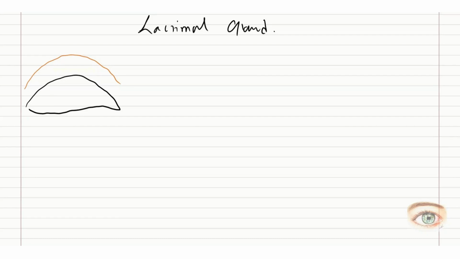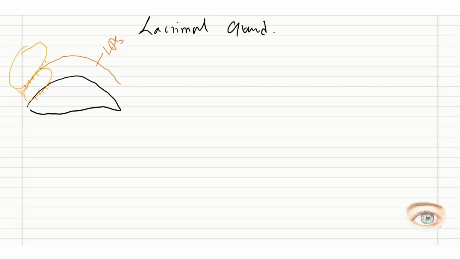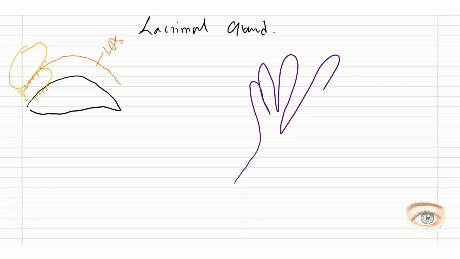Now, the lacrimal gland is present on the lateral side of the orbit in the lacrimal fossa, and it is divided into two parts due to the LPS muscle. So it is divided into the larger orbital part and the smaller palpebral part, and they communicate with each other at the lateral end. Now, there are 12 ducts which open from the orbital part into the palpebral part, and then these ducts open into the lateral superior conjunctival fornix. The lacrimal gland is a tubulo-acinar structure.